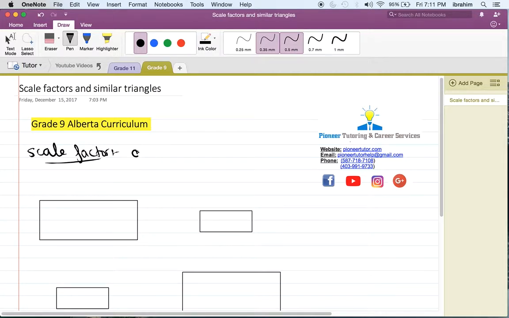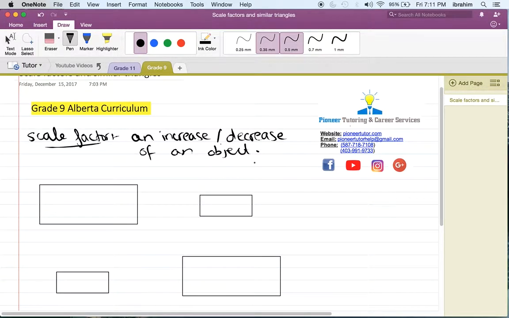So it is an increase or decrease of an object. If I were to give you an example, let's say in the first scenario, I'm going to say case number 1, and the one at the bottom I'm going to say is case number 2.